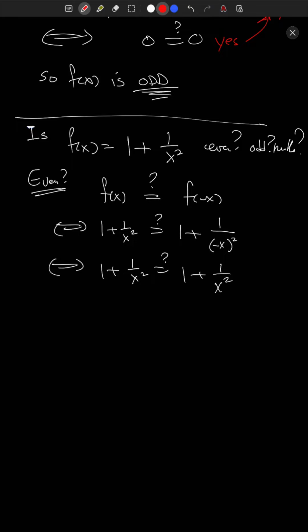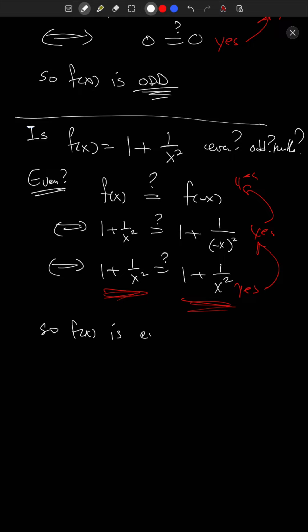And here again, we can see that literally the left-hand side is the same as the right-hand side. And so the answer to this is yes. All right. And so that's yes, and so that's yes, and so this is even. So f of x is even. Okay. And again, once we discovered that it is even, we don't have to check whether it's odd.